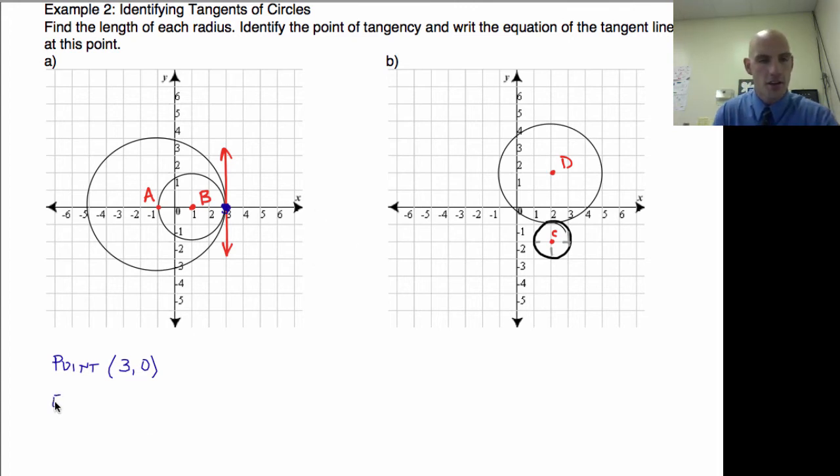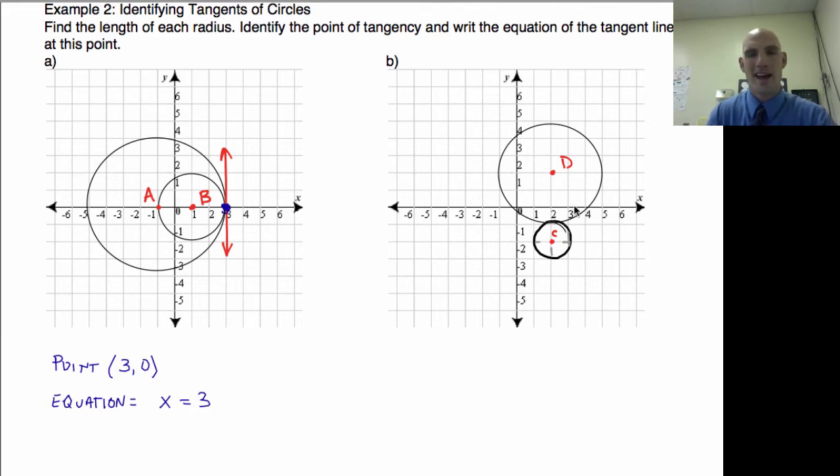The equation is going to be a straight up and down line at 3. Well, we remember, of course, that y lines go horizontally and x lines go vertically, so the equation is x equals 3.